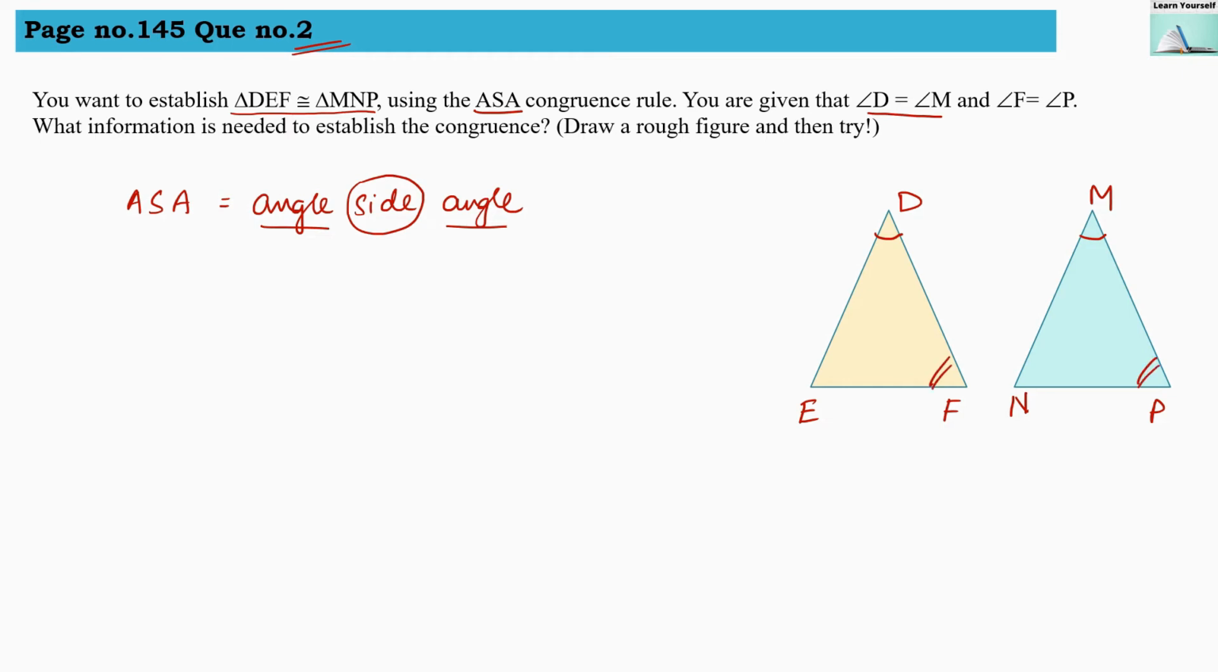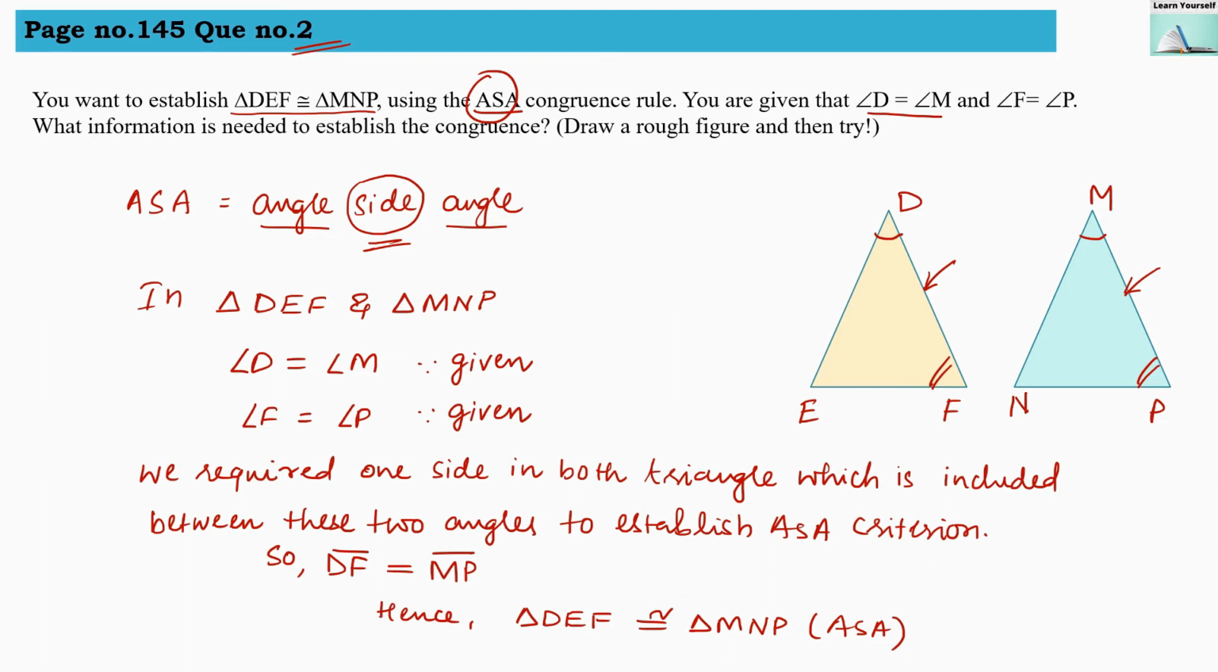What information is needed to establish the congruence as per ASA? Draw a rough figure and then try. So we have drawn here two triangles. Now we know that we require one side so that this criteria will work, and this side has to be in between these two angles. So it has to be this side which is included between these two angles. So DF and MP have to be equal to establish this criteria. So once these two sides are equal to each other, we can establish the congruence between these two triangles as per ASA criteria.